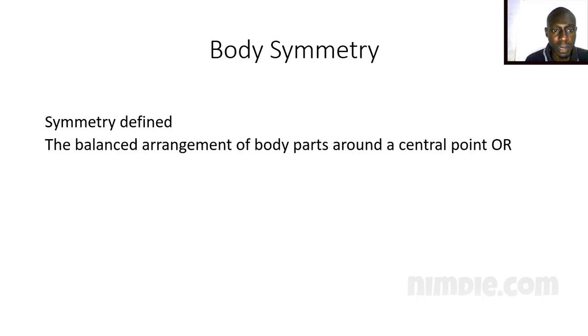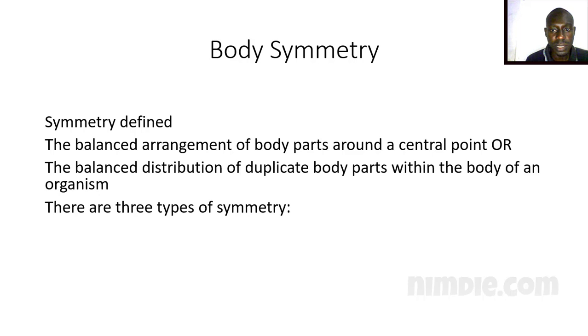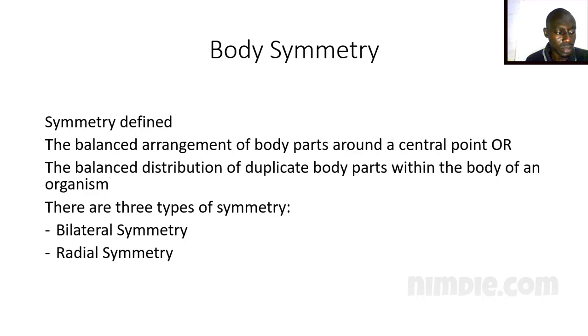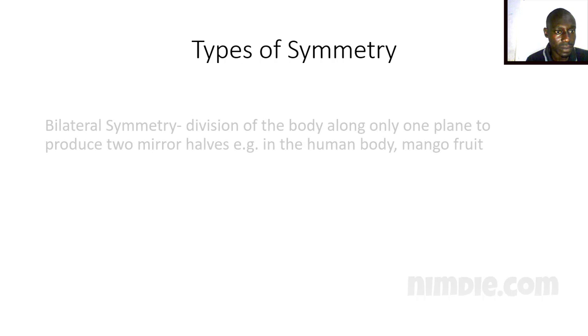The first topic we'll look at is body symmetry. Body symmetry is defined as the balanced arrangement of body parts around a central point, or the balanced distribution of duplicate body parts within the body of an organism. There are three types of symmetry: bilateral symmetry, radial symmetry, and asymmetry. Types of symmetry, so we consider them one after the other.